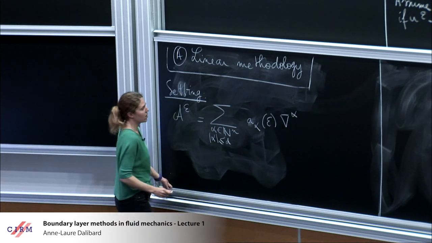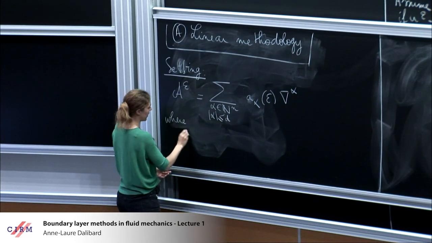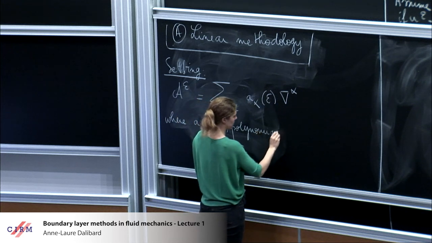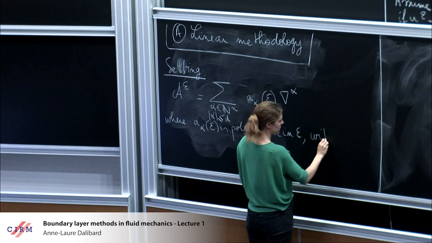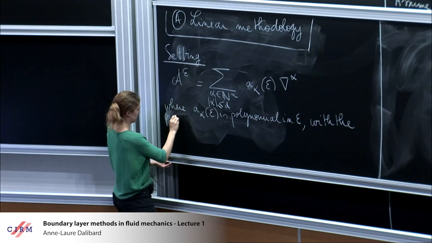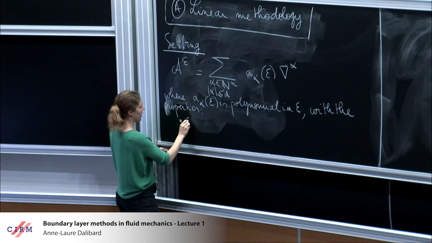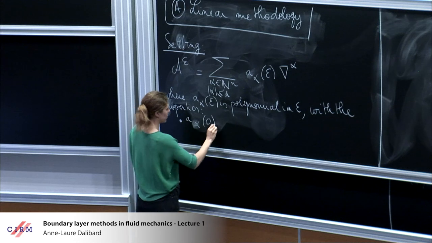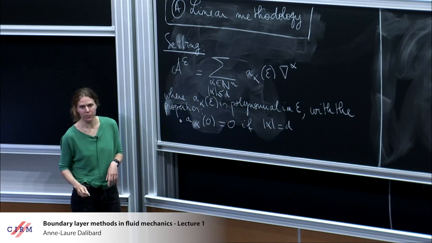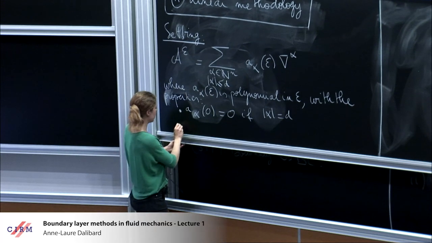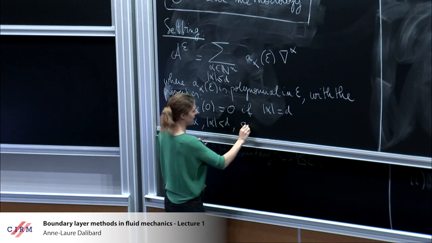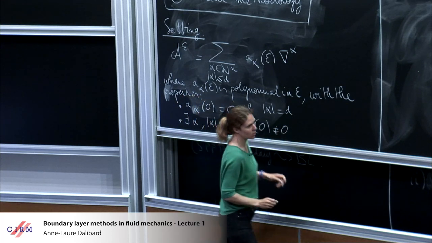Okay, so it's linear, and I'm assuming that A alpha of epsilon is polynomial in epsilon with the following properties. So first, I'm assuming that A alpha of 0 is equal to 0 if alpha is equal to the highest number of derivatives. And that there exists some alpha which is strictly less than D, such that A alpha of 0 is different from 0.